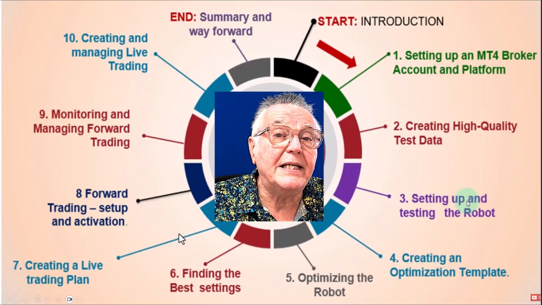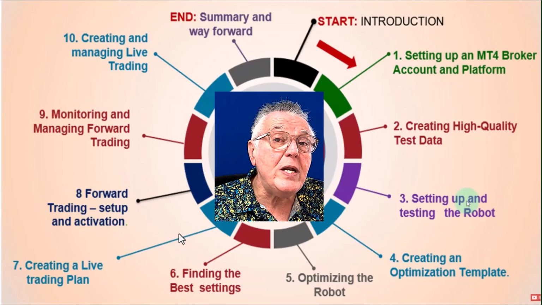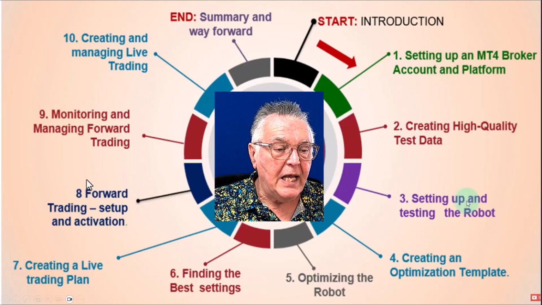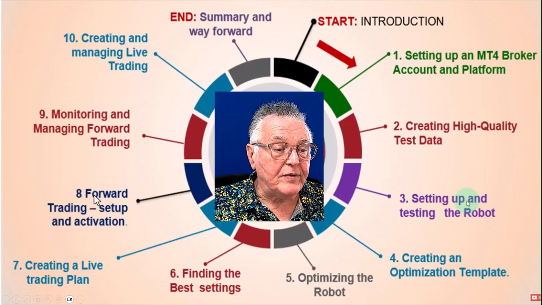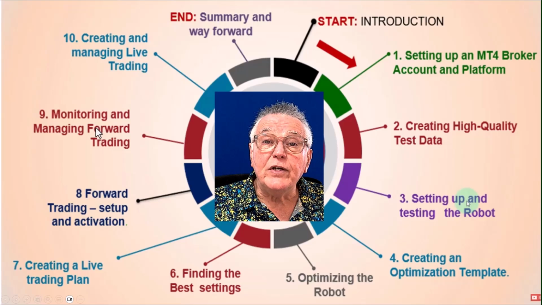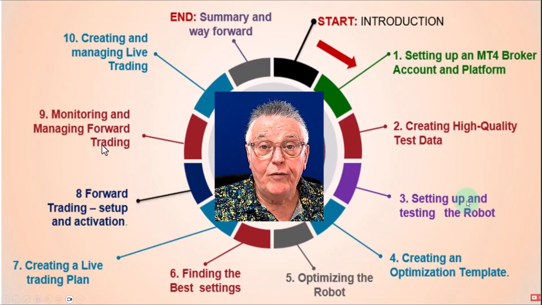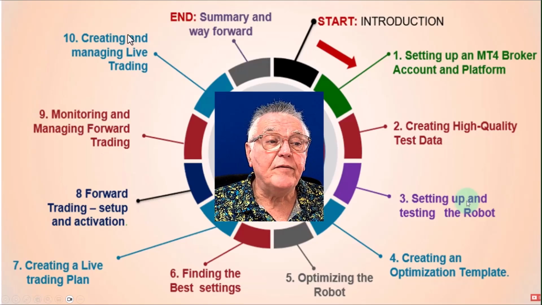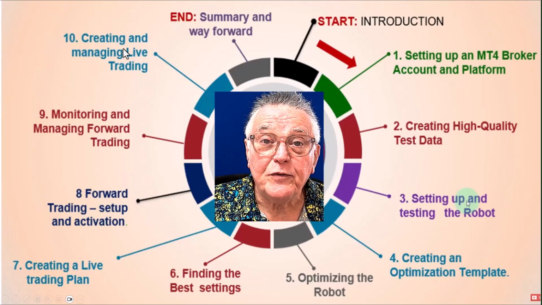The live plan basically is to test about 20 to 30 of the robots and to only implement the very best of them into live accounts. And then you start forward trading, and I'll show you a bit about that. And then this is what we're going to be doing today. We're going to monitor the forward trading. And then from there, you select only the very best to go into live trading. That's the cycle of successful robot trading.